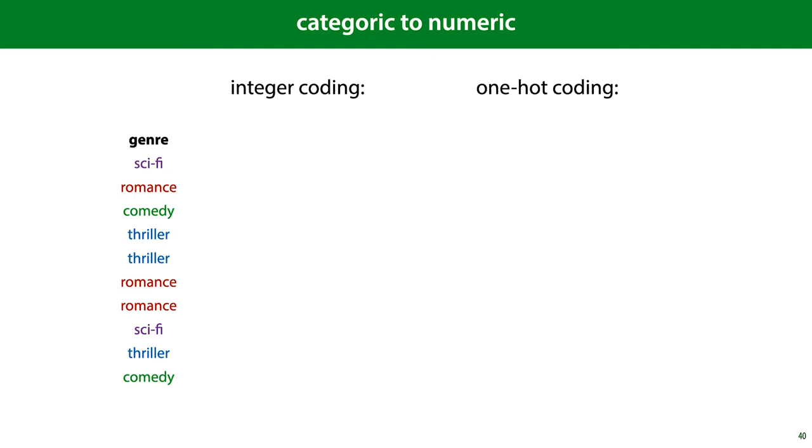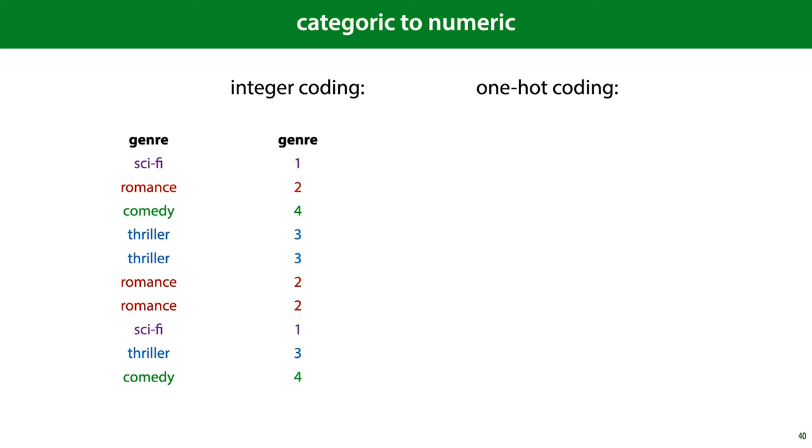So what if our model only accepts numerical features, and we have some categorical ones? This is very common. Most modern machine learning algorithms are purely numeric. How do we feed it categorical data? Here are two approaches. In integer coding, we represent each category as a separate integer. So in this case, we have four categories. So we use the first four non-zero integers to turn our categories into numbers.